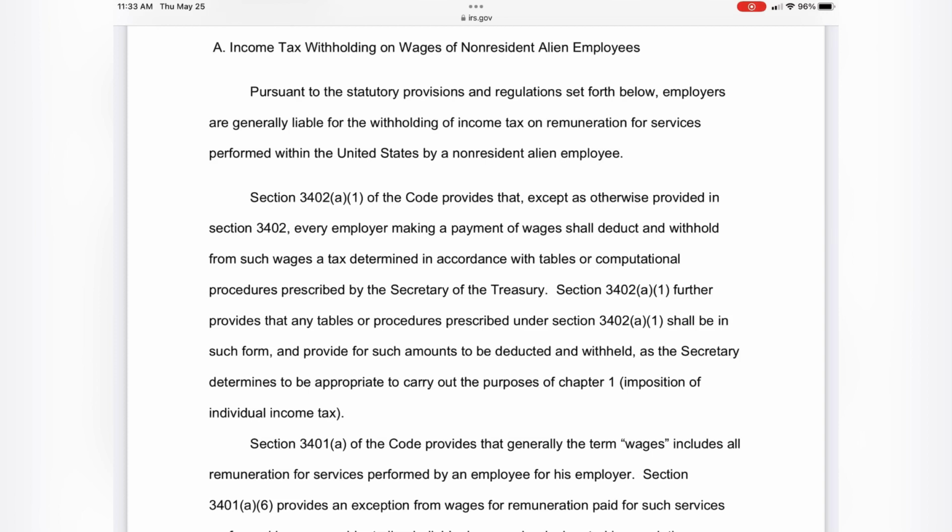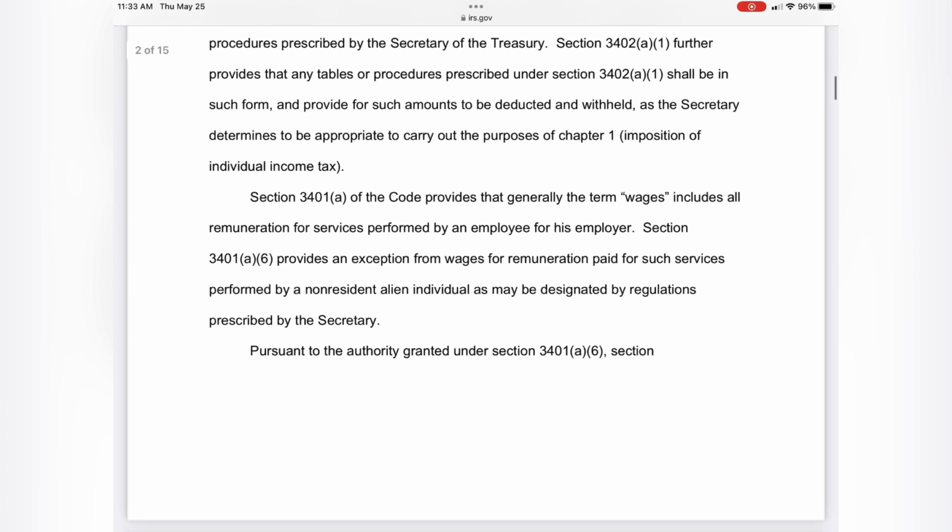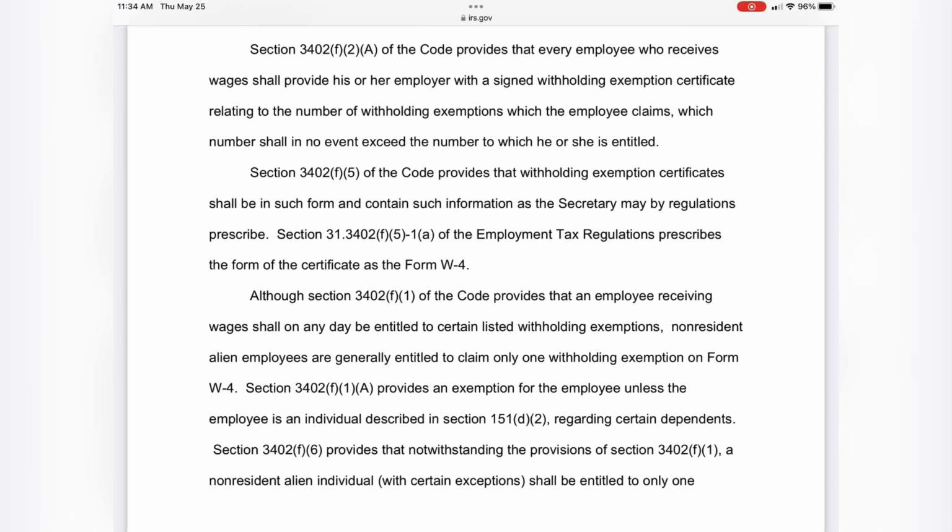And a little further down, we read: Section 3401A of the Code provides that generally, the term wages includes all remuneration for services performed by an employee for his employer, which is basically the same thing that I have been providing for you from the law and the regulations.